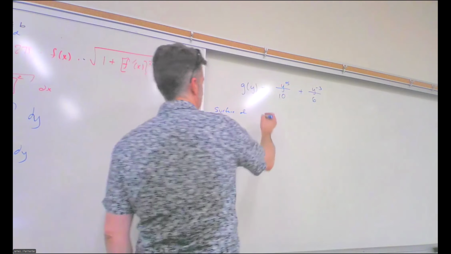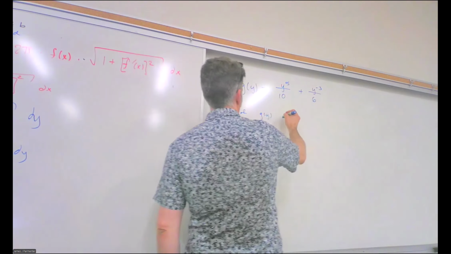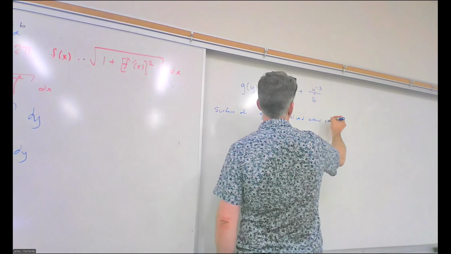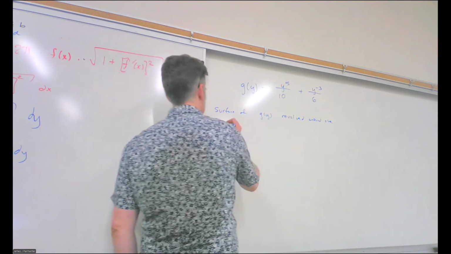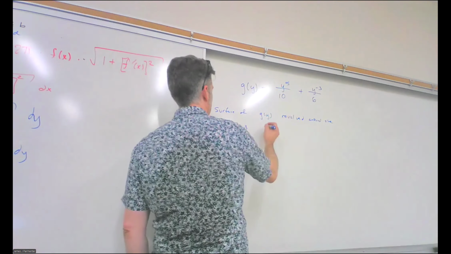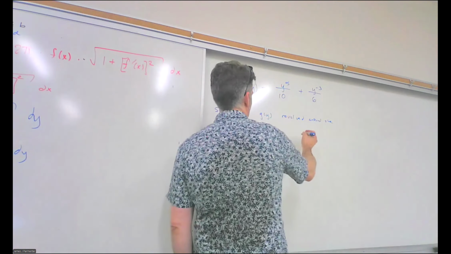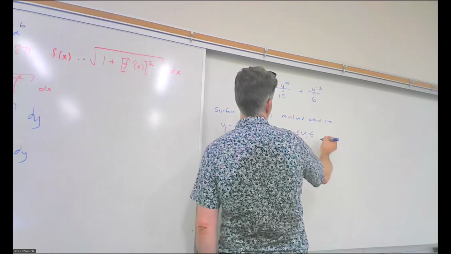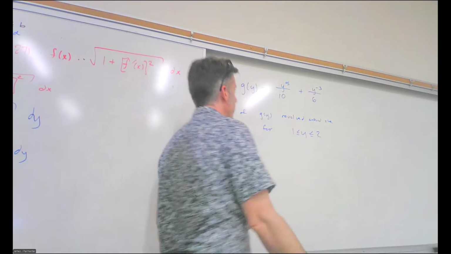Okay, so I want to find the surface area of this g of y revolved around the y-axis for y between 1 and 2.